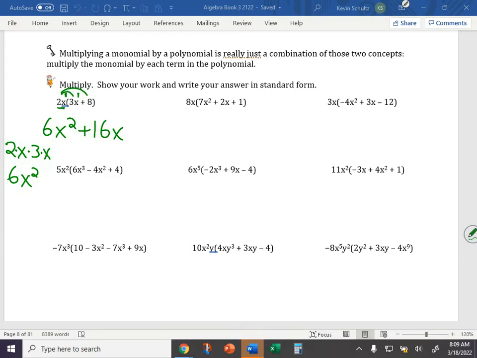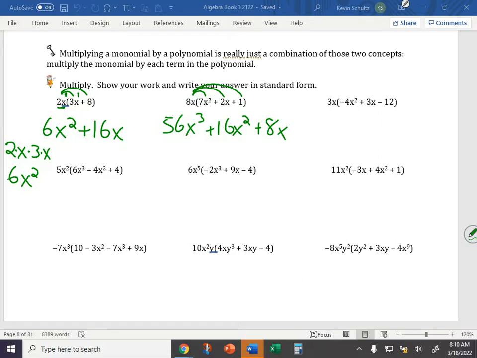Okay. Next one, similar thing. 8x times 7x squared. 8x times 2x. 8x times 1. You're distributing, and then you're applying those rules for simplifying exponent expressions, PO7 and PO15. Who can confidently, with gusto, do it? William! Alright, 56x cubed plus 16x squared plus 8x.